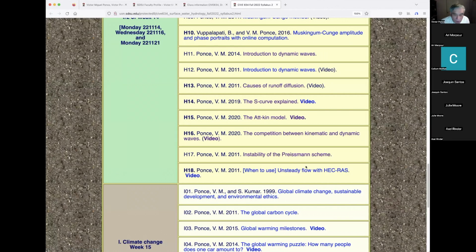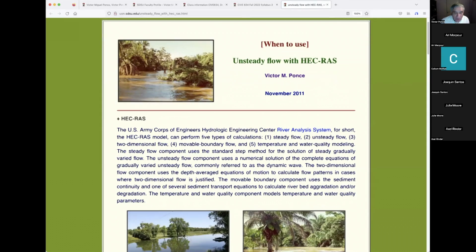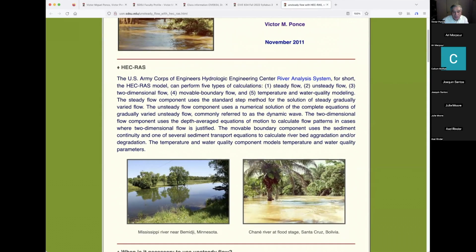And finally, when to use HEC-RAS. We have 10 minutes, I hope. Okay. When to use HEC-RAS. Let's look at the vector here. HEC-RAS, Hydrologic Engineering Center, River Analysis System. How did that River Analysis System get created?